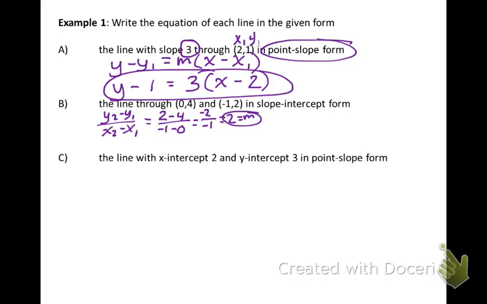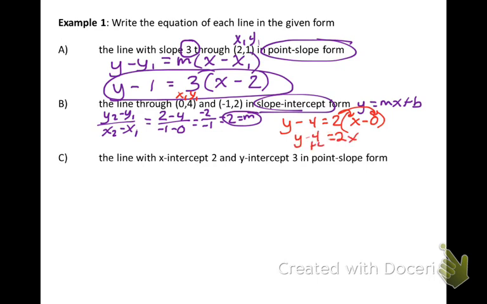Now we want slope-intercept form, so we need to get it to y equals mx plus b. But first we need to set it up and put it in point-slope form. So you're going to do y minus, this is x1 and y1, so y minus 4 equals 2(x minus 0). Distribute, so it's y minus 4 equals 2x. Add 4 to both sides, so y equals 2x plus 4.